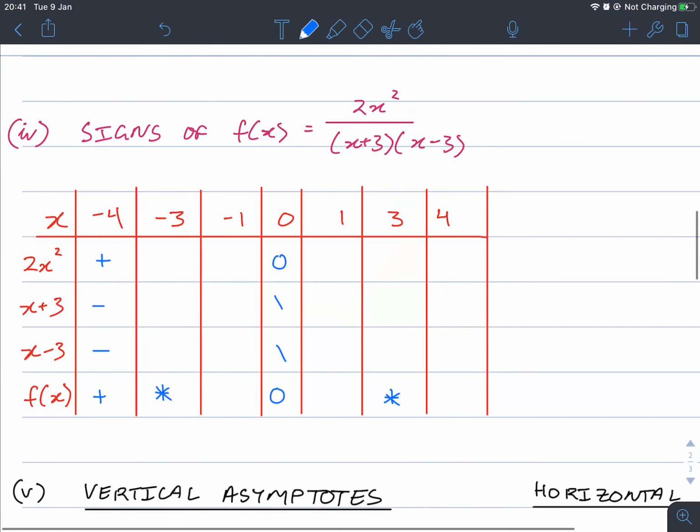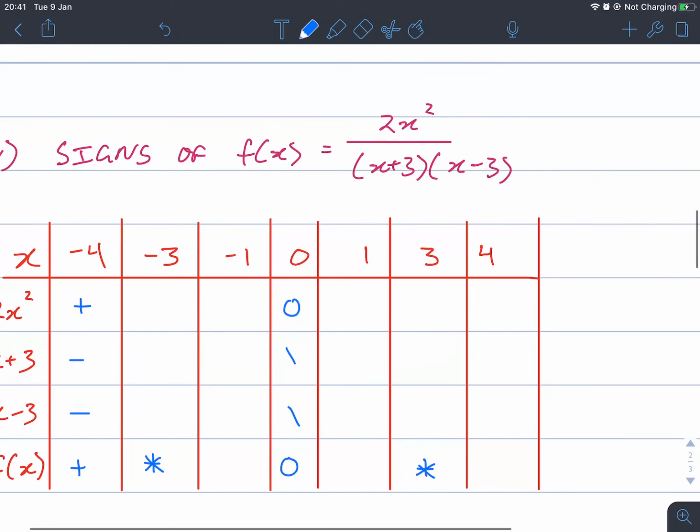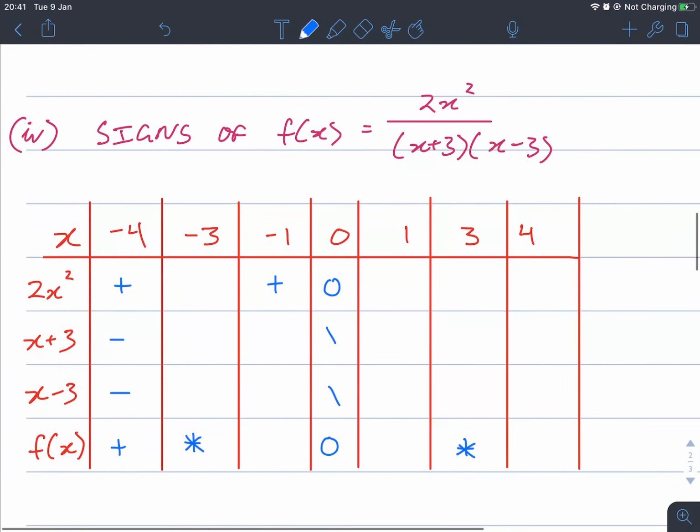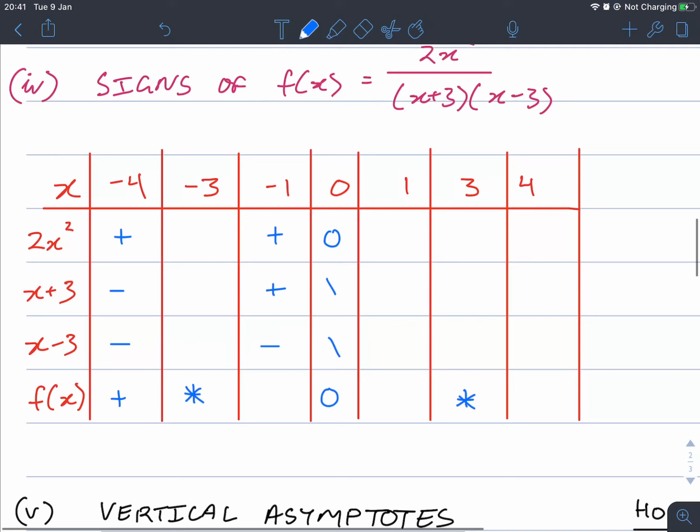Let's test the value of negative 1. When you substitute negative 1 into 2x squared, it's going to be a positive value. Substituting negative 1 into x plus 3 gives 2, which is positive. Substituting negative 1 into x minus 3 gives a negative value. Looking at these factors, positive times negative is a negative value. Here we know it's going to equal 0.